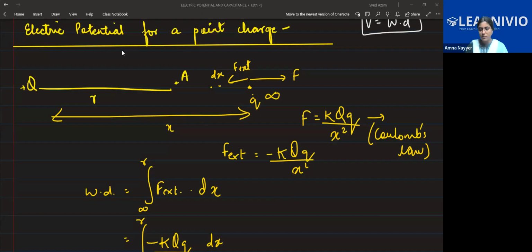Ma'am, for electric potential, can we say potential only? Yeah, of course, you can say. Electric potential basically means potential due to a charge, an electric charge. That's it. You can use potential.